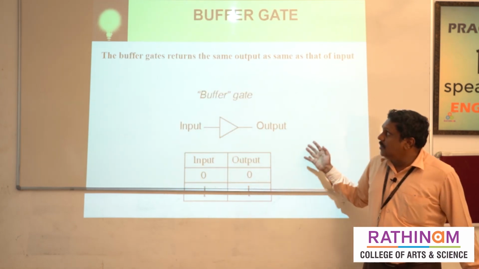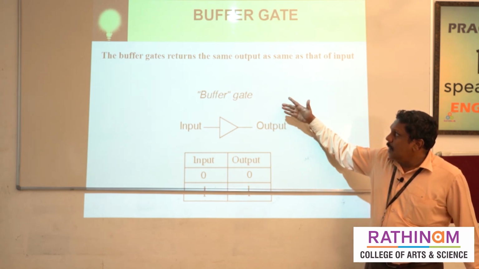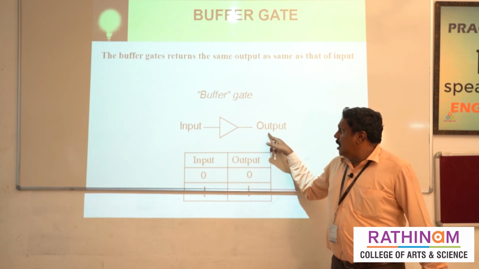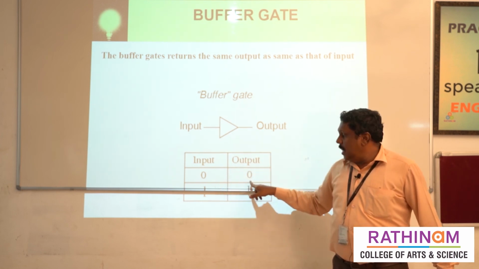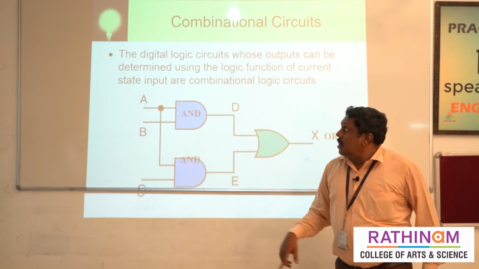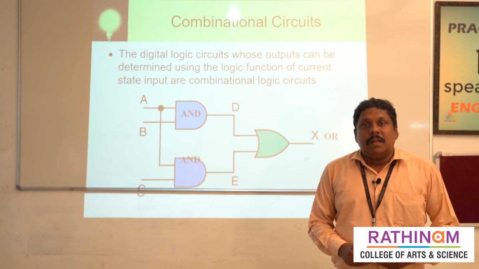So, these are the basic gates. This is a buffer gate. Buffer gate means if you give an input, then we get the same result as output. Here, if you give 0, we get output as 0. So, these are the overall details about the basic gates.